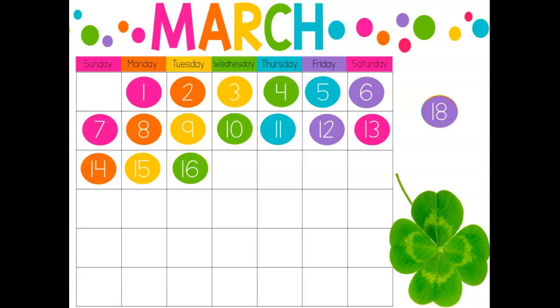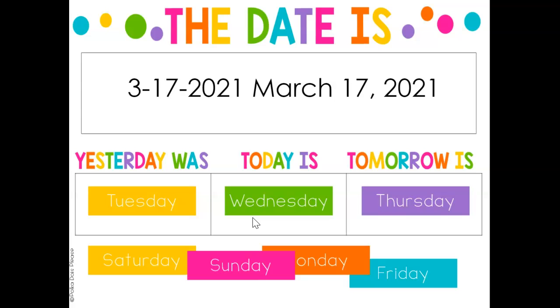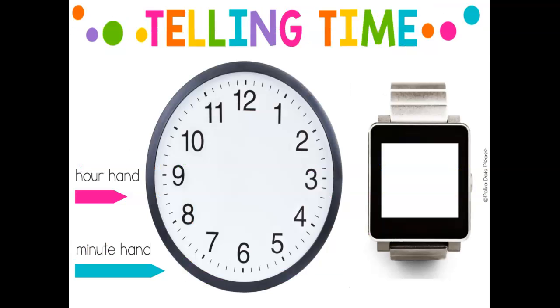Today is Wednesday, March 17th. It is the third month, the 17th day. The year is 2021. Yesterday was Tuesday. Today is Wednesday, and tomorrow will be Thursday.